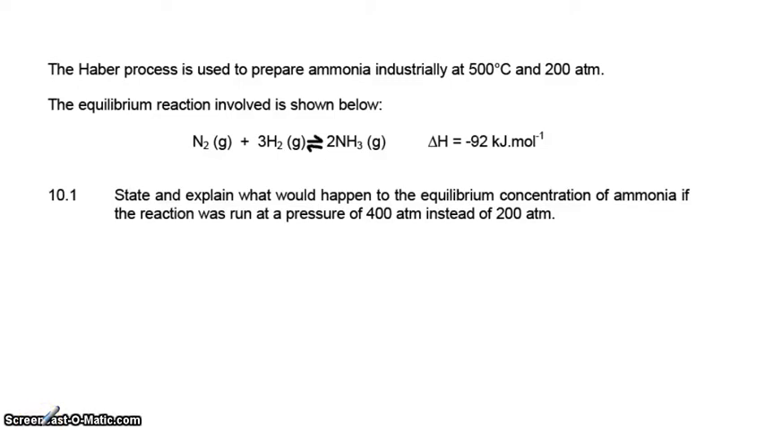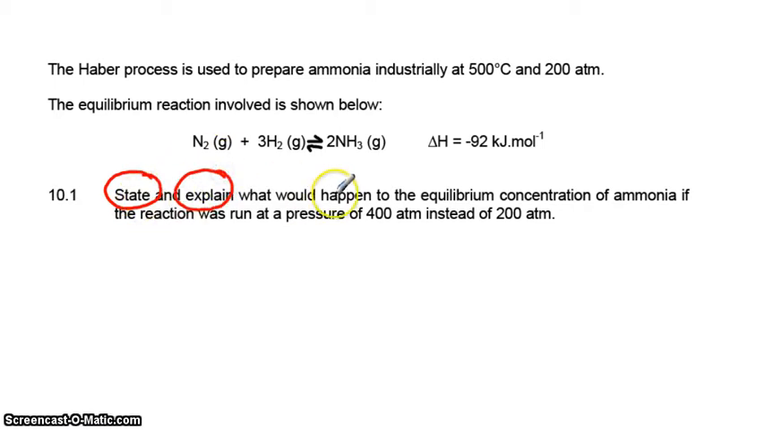Question 10 is related to the Haber process, the industrial production of ammonia. The equilibrium reaction is given with a delta H for the forward reaction of minus 92 kilojoules per mole. Question 10.1 asks two questions, and notice that there are two here. It says state and explain.